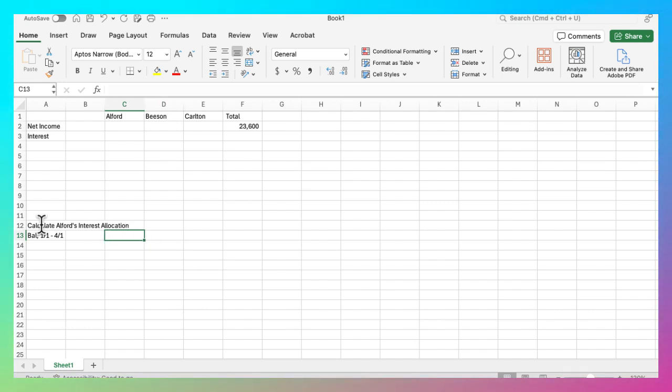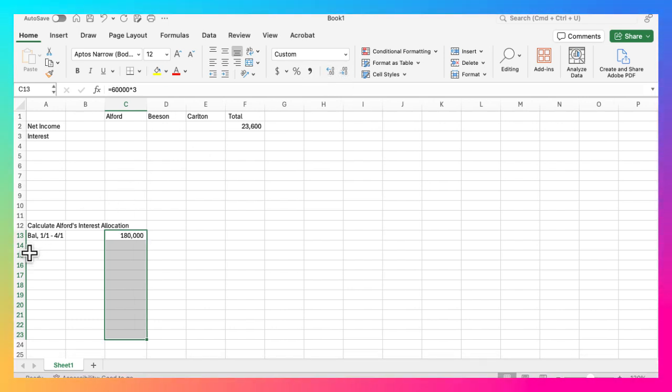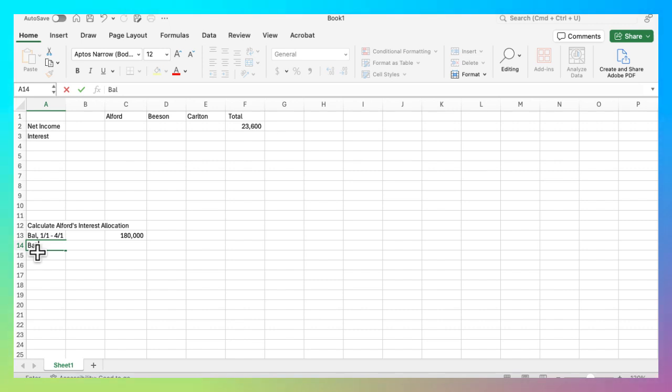To do that calculation, all I'm going to do is take his beginning capital balance of $60,000 and multiply that by 3 for 3 months. We get $180,000. Now we also need to figure out the balance from April 1st through December 31st.